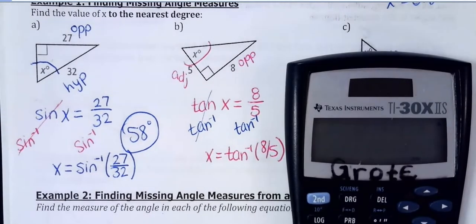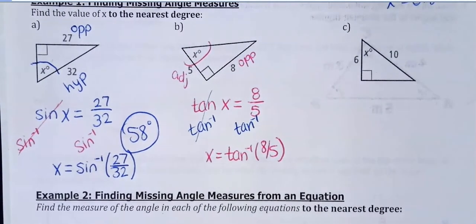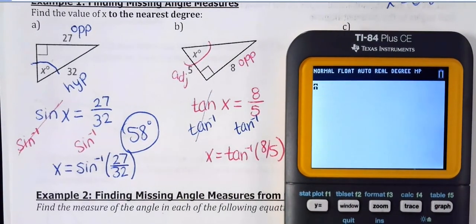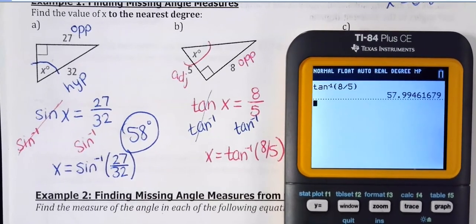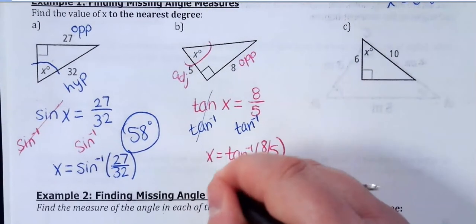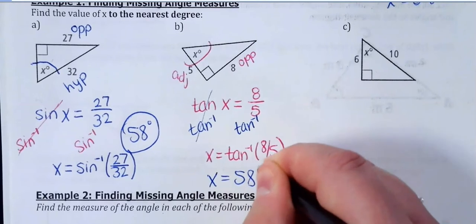So again, we're just going to hit, let me use the graphing calculator, it just shows up a little bit better. So I'm going to hit second tangent. That should give me that little -1 so I can see it. Just do 8 divided by 5, hit equals, and then we're going to round this to the nearest angle. So actually that one's going to round to 58 also. So X here is 58 degrees.